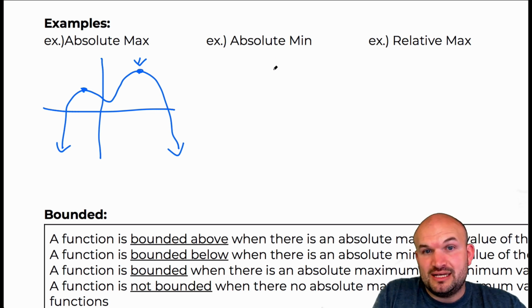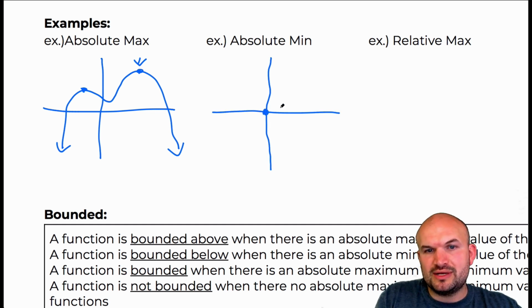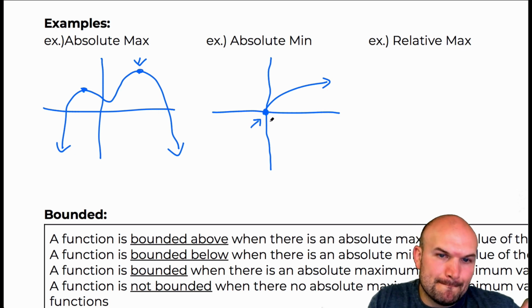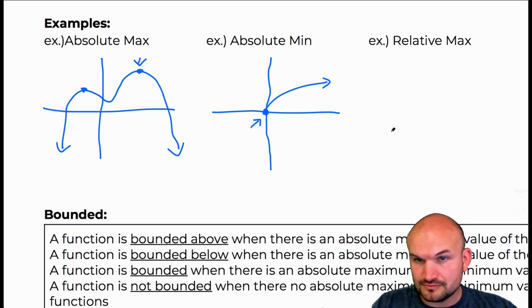As far as absolute min, it's the exact same thing. However, it doesn't always have to be a polynomial. We could look at the square root function here, right? You can see the absolute lowest point here is going to be right there, right? The graph does not go below that value.